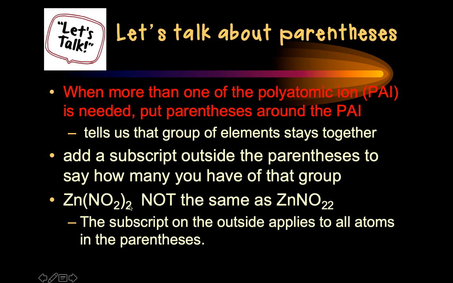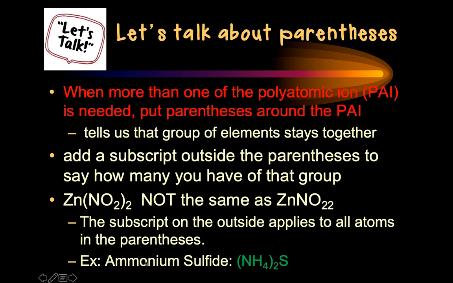The number outside applies to everything inside, just like in math. Numbers outside of parentheses factor in. So the subscript tells you you have two of everything inside here. 2 times N, 2 times O2, but this is a group, which is what that parentheses is telling us. So again, NO2 is a group of elements that have made a compound. They made a compound. It's just not a stable compound. So it needs to keep bonding with other things to make a stable formula unit. That's the idea that we're learning.